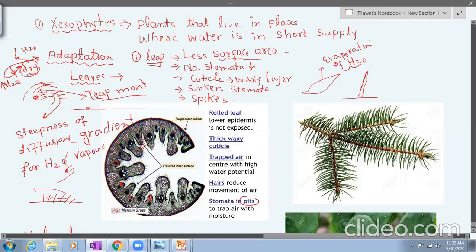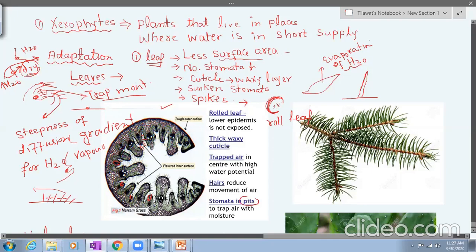Am I clear? Another point, some plants have special adaptations, just like in this marram leaf that I selected. The leaf is rolled. They roll their leaf when there is a short supply of water. There are specialized cells for that. And how does this rolling help? The rolled leaf traps moisture and again decreases the steepness of the diffusion gradient for water.